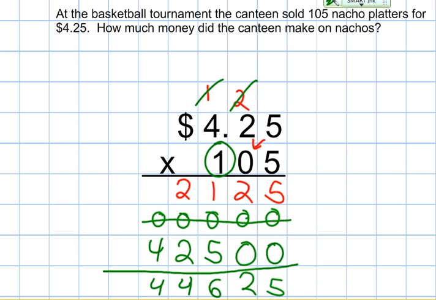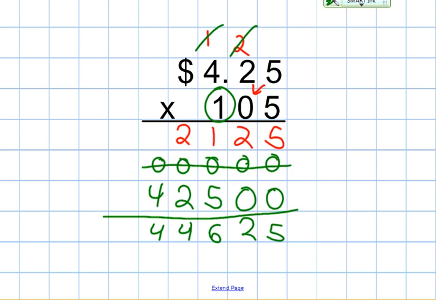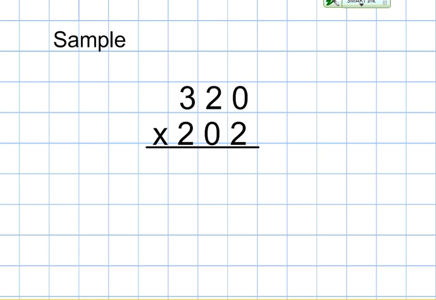And then finally, because we're working with money, 2 decimal places, we need to put 2 decimal places back in. 1, 2, 1, 2. And so we have our decimal there. So in the end, we've made $446.25.